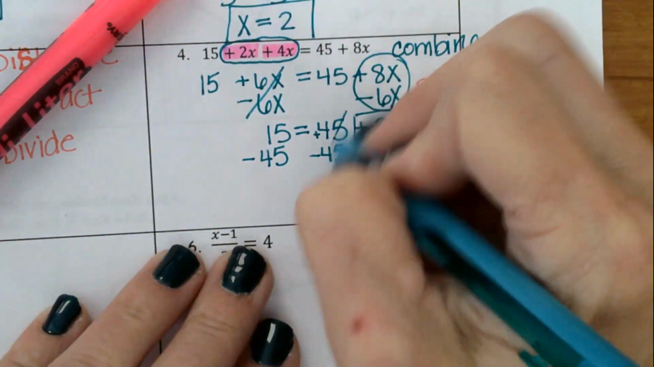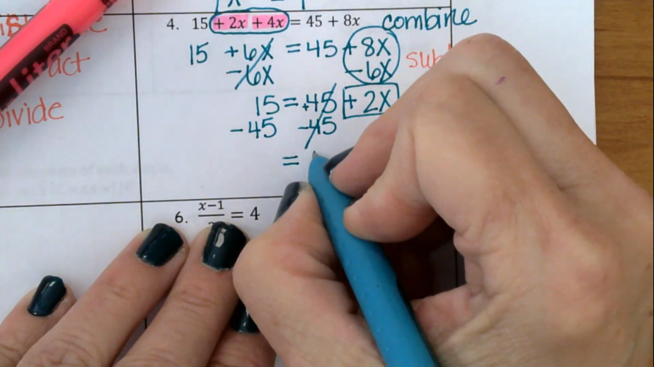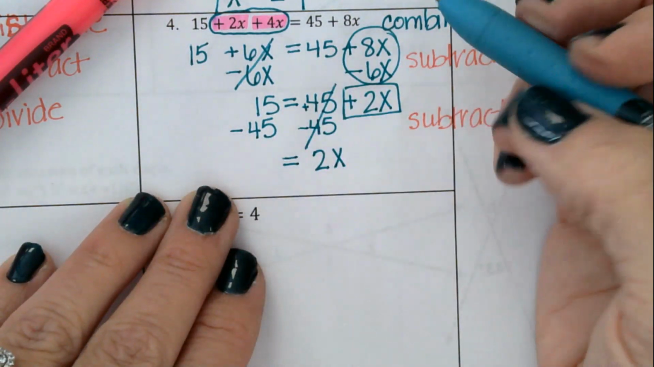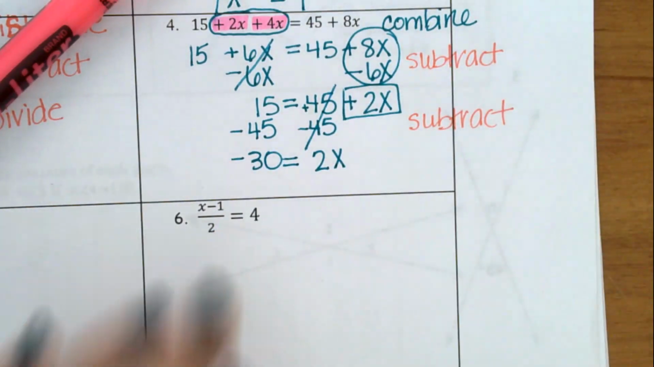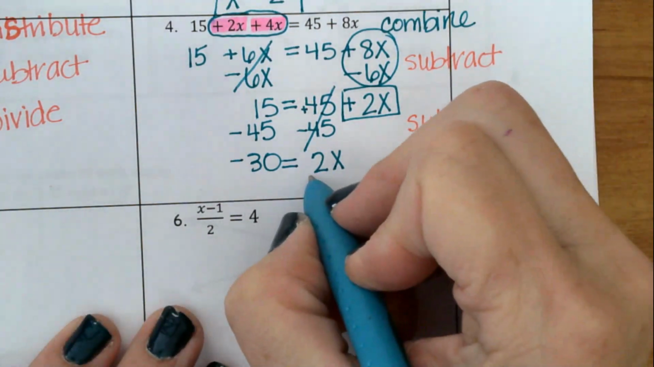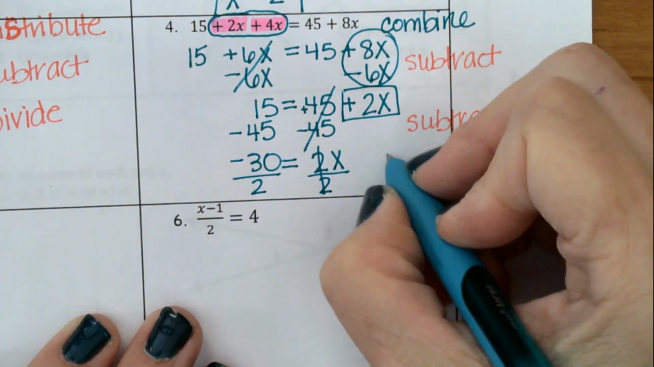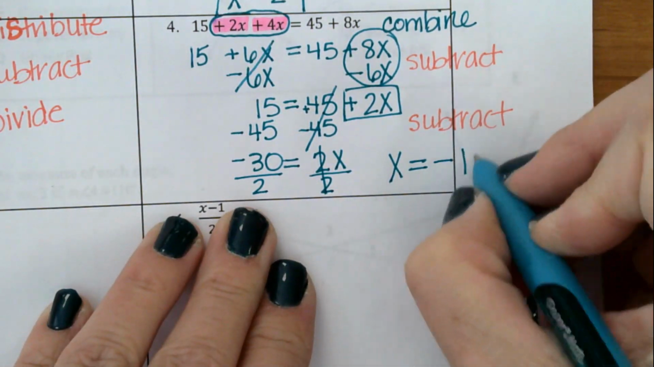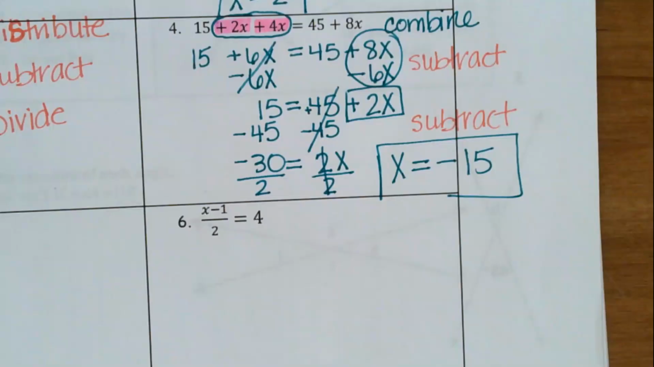Okay, 45, take away 45 is 0. So equals, on the right, we have 2x. What is 15? And if you take away 45, what? Negative 30. Okay, what is our very last step? We've done it a lot. Divide by 2. Okay, 2 divided by 2 is 1, so my x value is equal to what number? There we go. How was that?